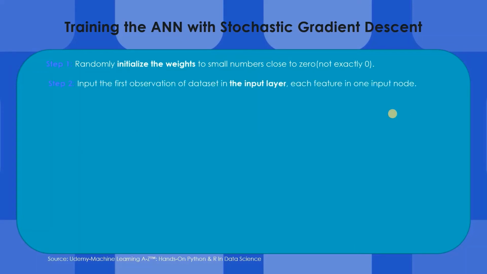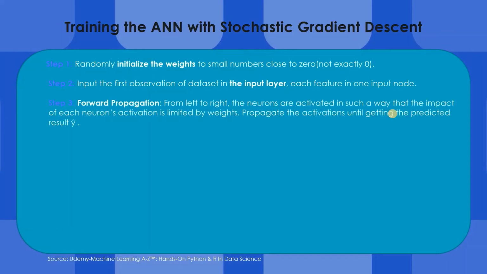In the next step, you input the first observation of the data set in the input layer, with each feature in one input node. So basically each row, one by one. After that, you start the forward propagation process, from left to right. The neurons are activated in such a way that the impact of each neuron's activation is limited by the weights. So the weights decide the activation of the neuron, and we propagate the activations until we get the predicted result y hat. Afterwards, you compare y hat, the predicted value of y, to the actual value of y, and you measure the generated error.